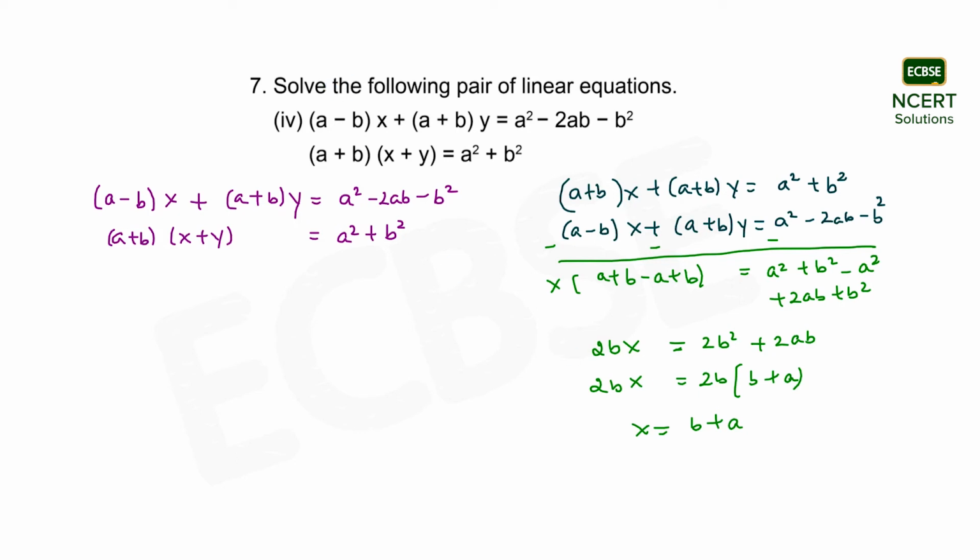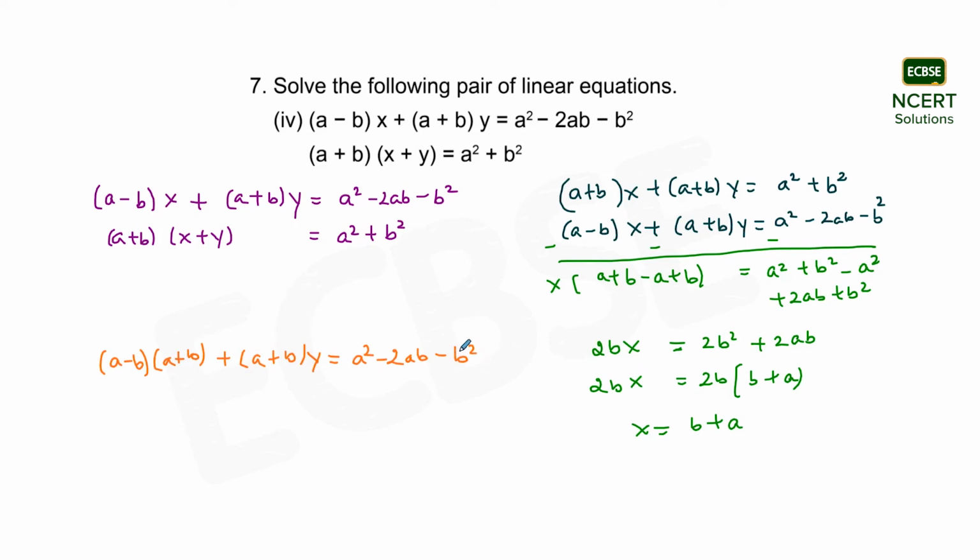Now in order to get the value for the variable y, I need to substitute this value of x in any of the equations, either first or second. So let me substitute this value of x in, say, the first equation. That is (a minus b) into x plus (a plus b) into y is equal to a square minus 2ab minus b square. So substituting it, I'll be getting here (a minus b) into (a plus b) plus (a plus b) into y, which is equal to a square minus 2ab minus b square.